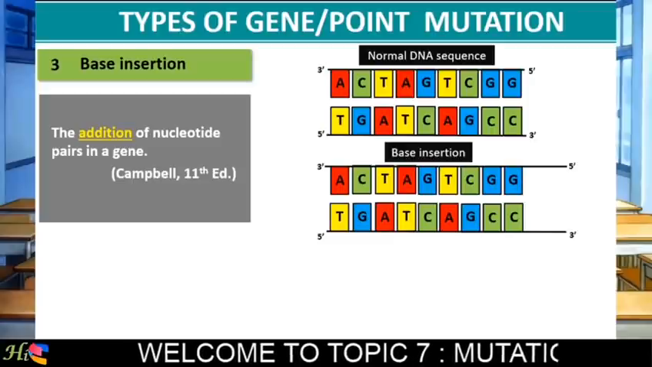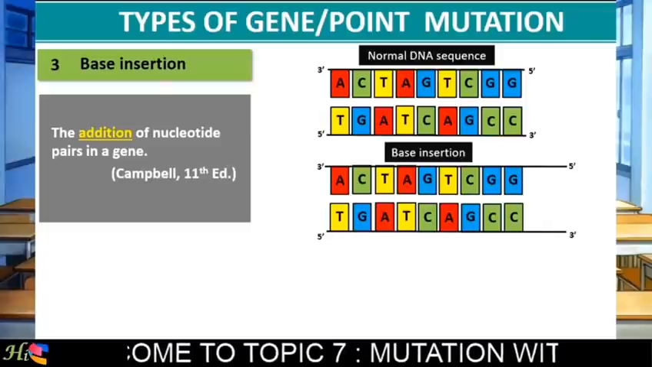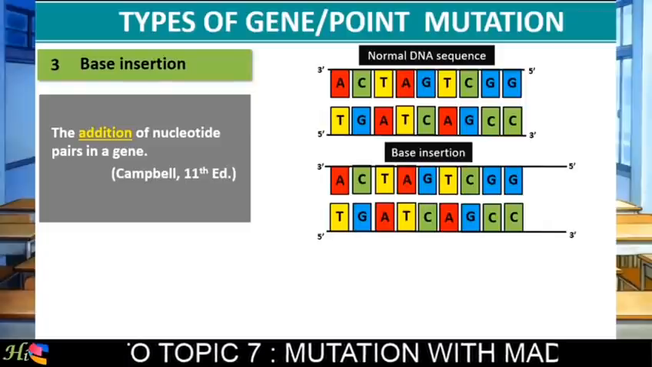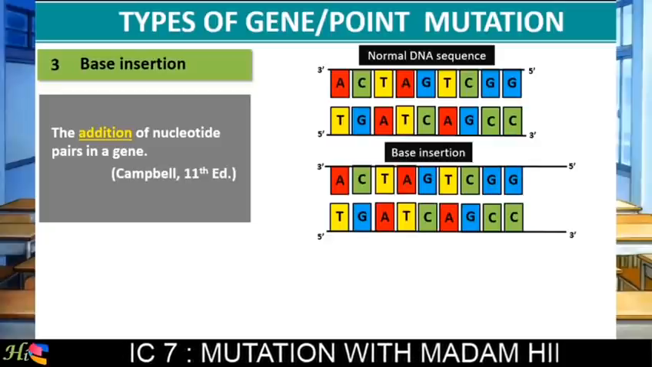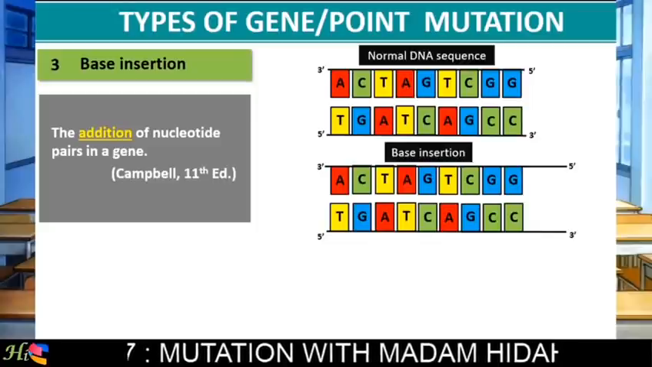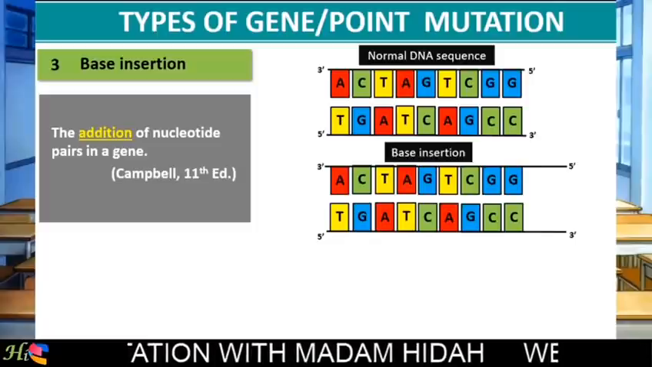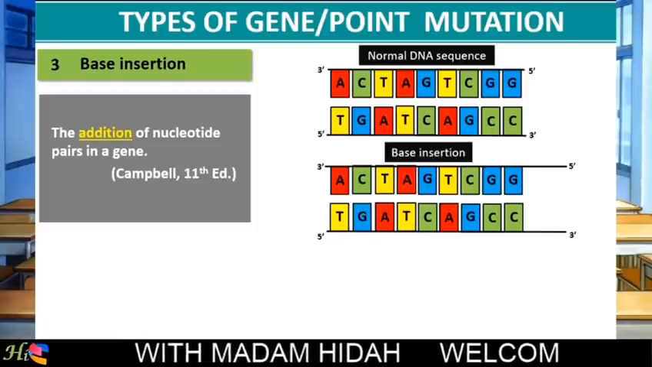Base insertion is the addition of nucleotide pairs in a gene. For example, the normal DNA base sequence is 3' A, C, T, A, G, T, C, G, G, 5', complementary with 5', T, G, A, T, C, A, G, C, C, 3'.